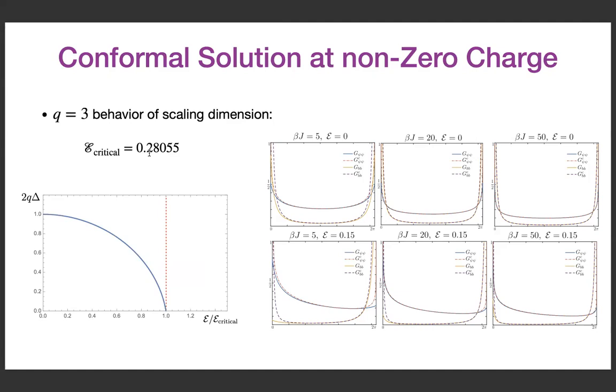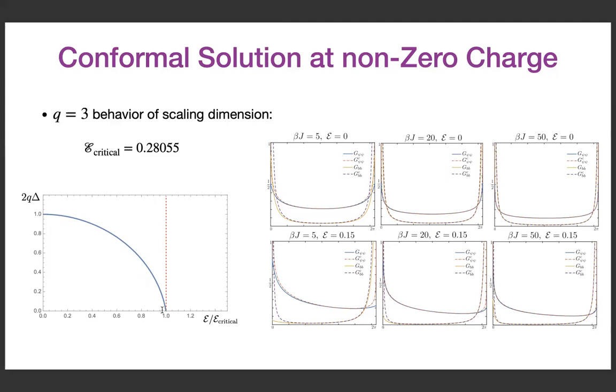Supersymmetry is broken above that value, or it's still gapped? Supersymmetry is broken for any E, because you're turning on the U1 charge, the U1 R charge. So as we turn on E, we are breaking supersymmetry. So all these are not supersymmetric solutions.